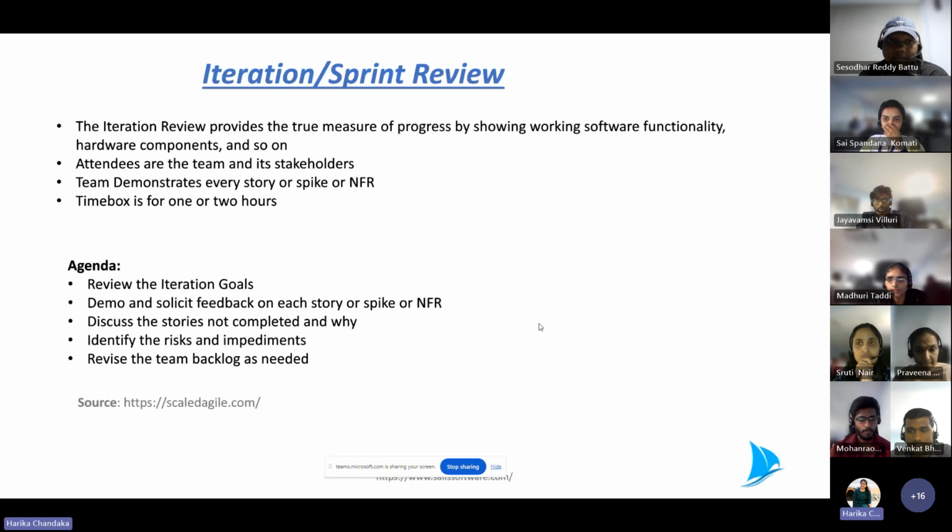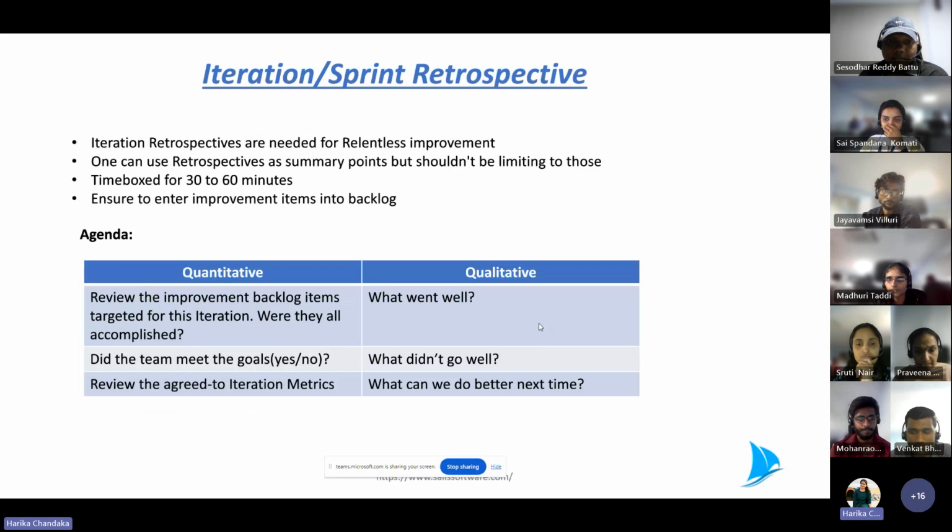Okay, moving on to the next slide. Of course, the last one, the iteration or sprint retrospective. Anything we do, it's always advisable to have a retrospection, which is used for relentless improvement, which is continual improvement. It's kind of obtaining the feedback.